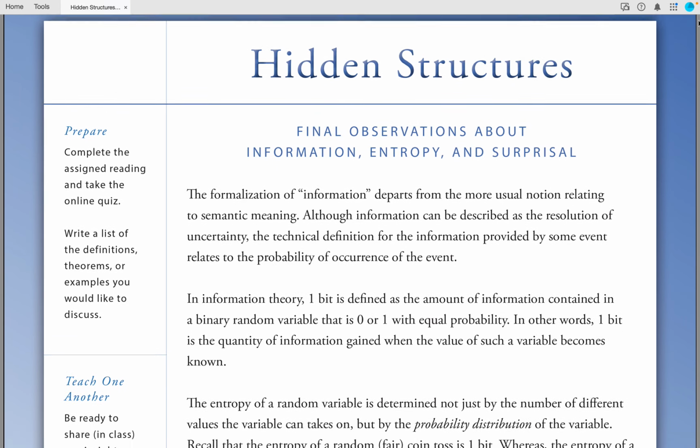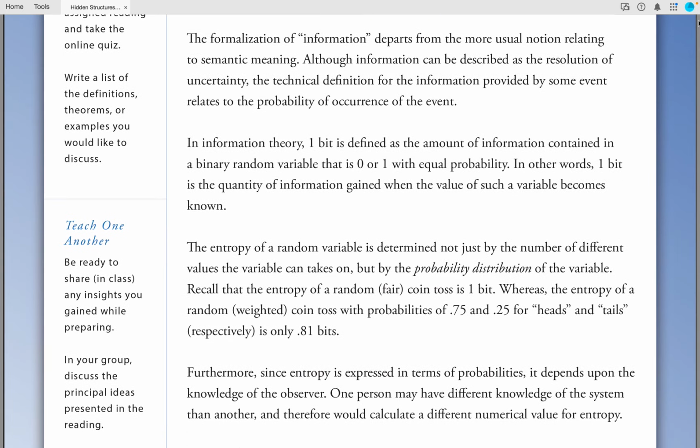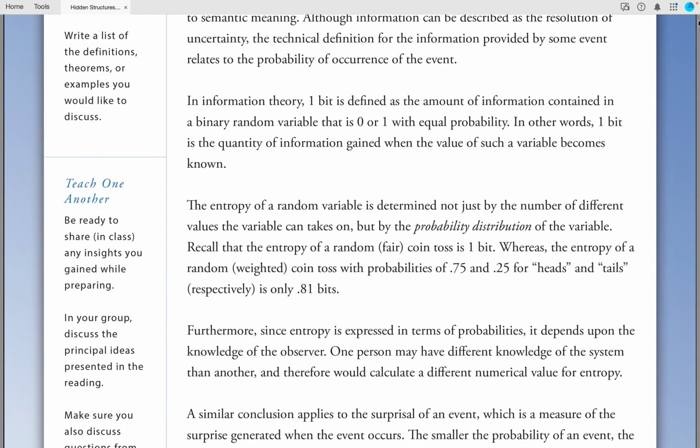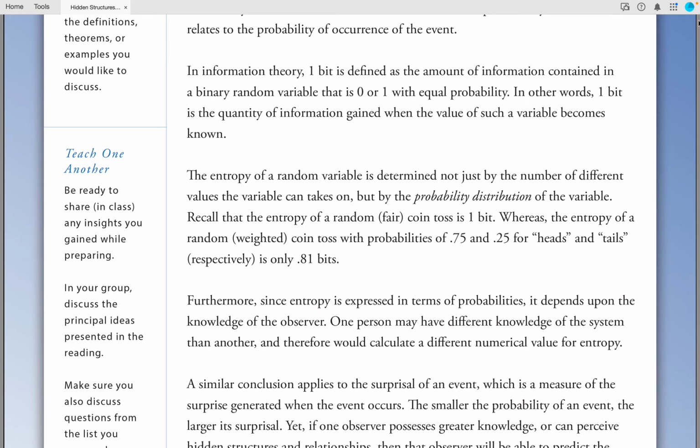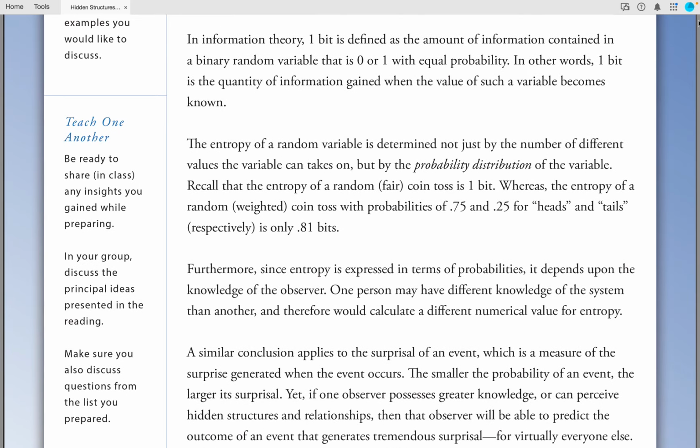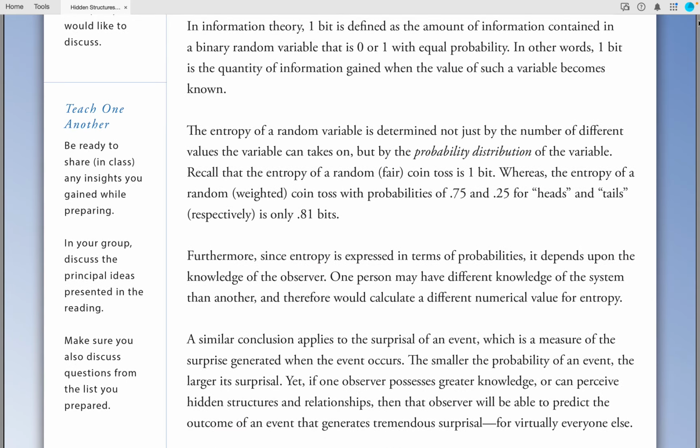In other words, one bit is the quantity of information gained when the value of such a random variable becomes known. The entropy of a random variable is determined not just by the number of different values the variable can take on, but by the probability distribution of the variable. Recall that the entropy of a random fair coin toss is 1 bit, whereas the entropy of a random weighted coin toss with probability of 0.75 and 0.25 for heads and tails respectively is only 0.81 bits.